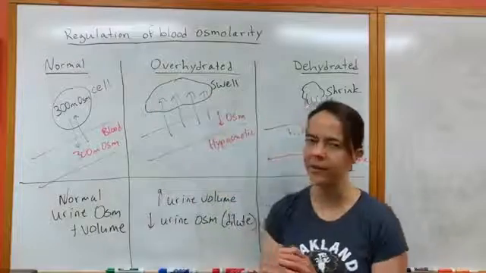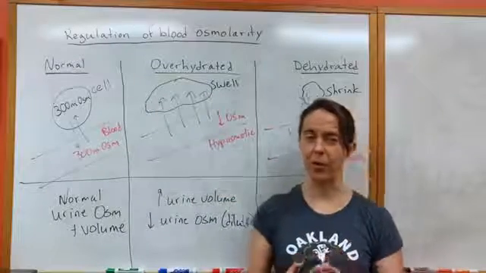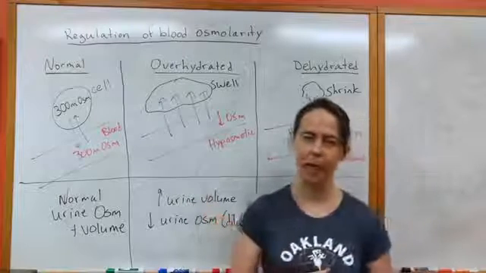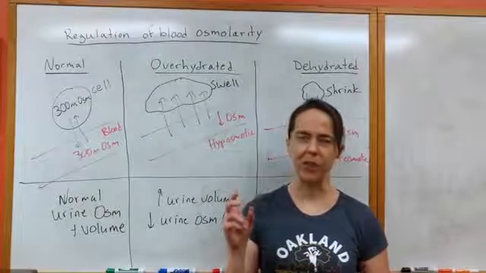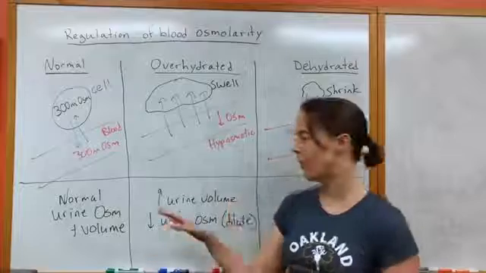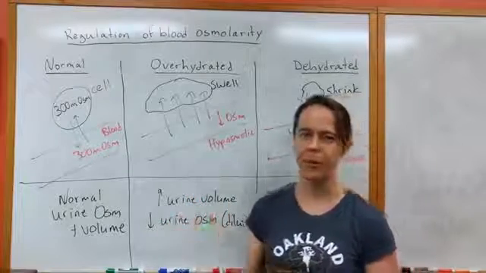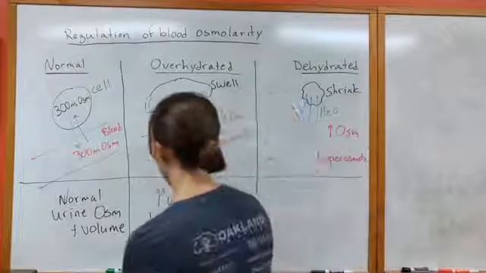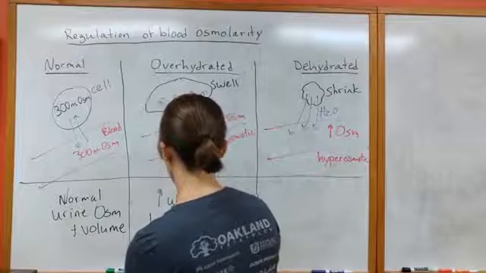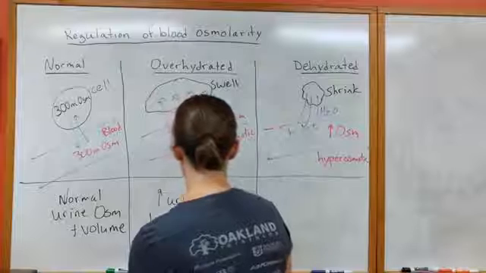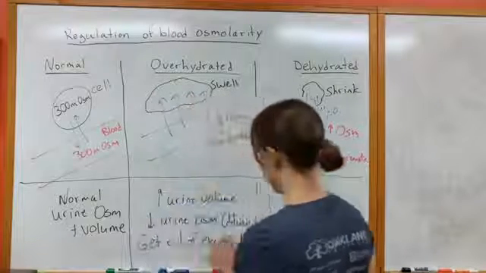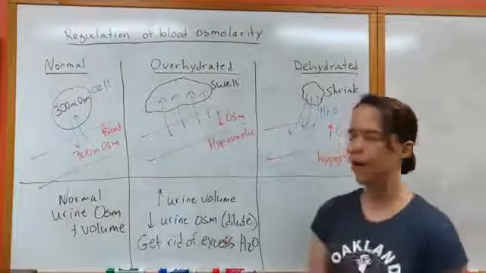One of the waste products that we get rid of is kind of a yellowish color. And so when you have a lot of urine that is low osmolarity, that yellowish color is going to get diluted out. And so this urine is going to look more clear, less yellow, right? And the idea here is that you're trying to get rid of excess water. So get rid of excess water.